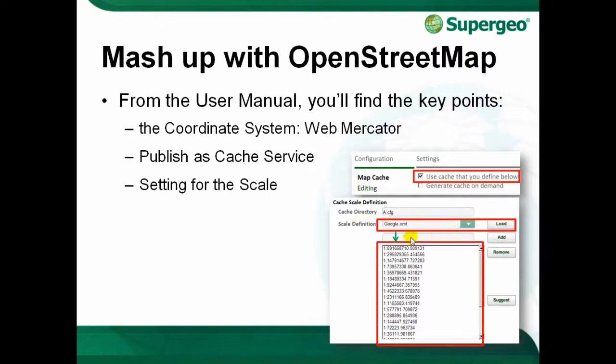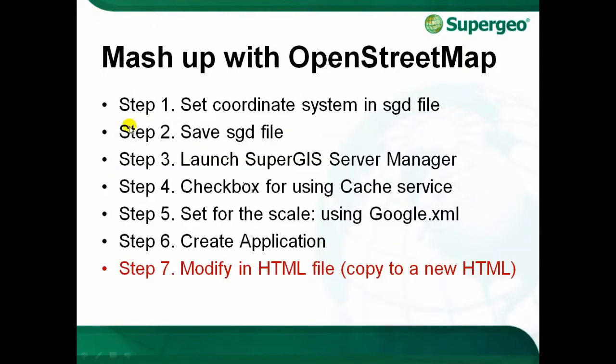And this one is for the scale settings, because in OpenStreetMap, the different labels have different scales, like this one. This is the list. So in our SuperGIS server manager, you can just directly load the scale. It is already set up. You just need to click on this load and it will load it automatically, so you don't need to type in individually. It's very convenient. So these are the three key points that you need to pay attention to.